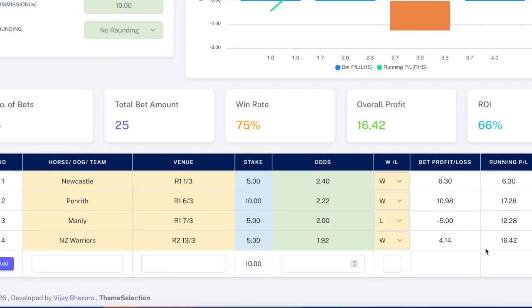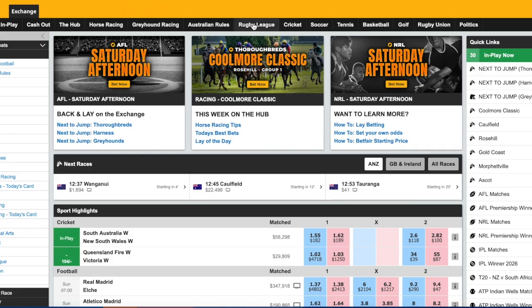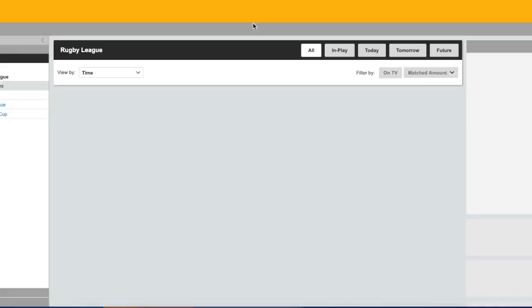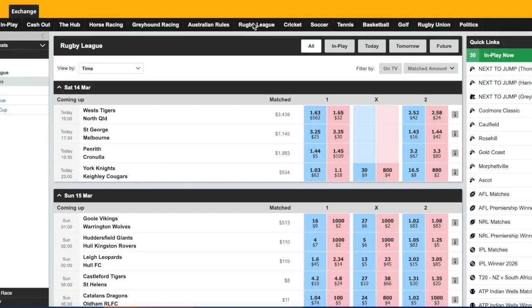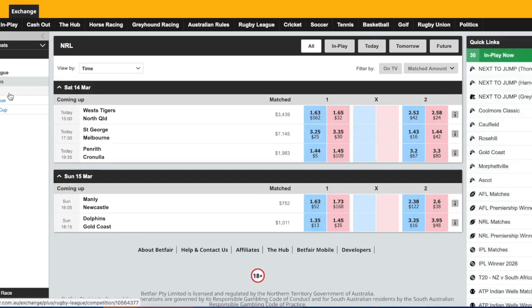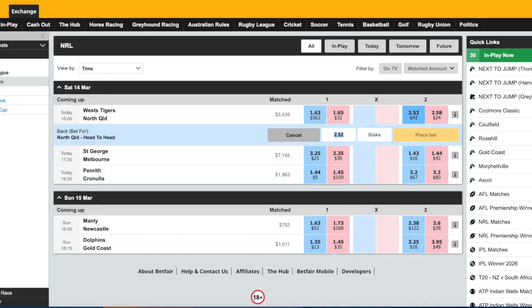So this here, we're looking at the rugby league to start with, so the NRL. So in Betfair here, we'll just narrow this down to just the NRL. And we're looking at Saturday the 14th of March. You can see we've got the 3 games here. Now we've got a non-favourite at $2.52, being the Cowboys. They happen to be the lowest priced non-favourite, so we'll place that bet there.